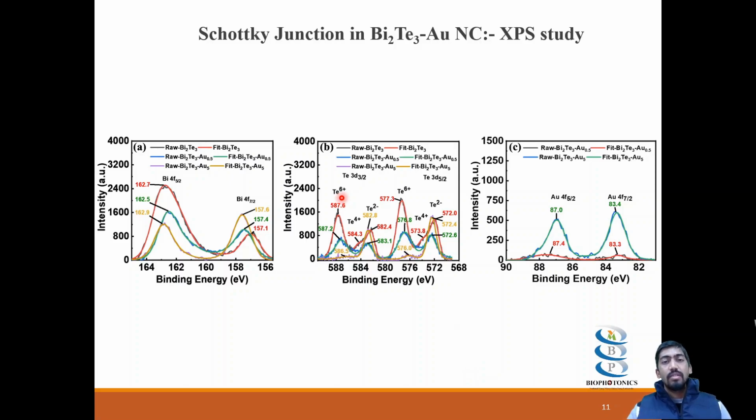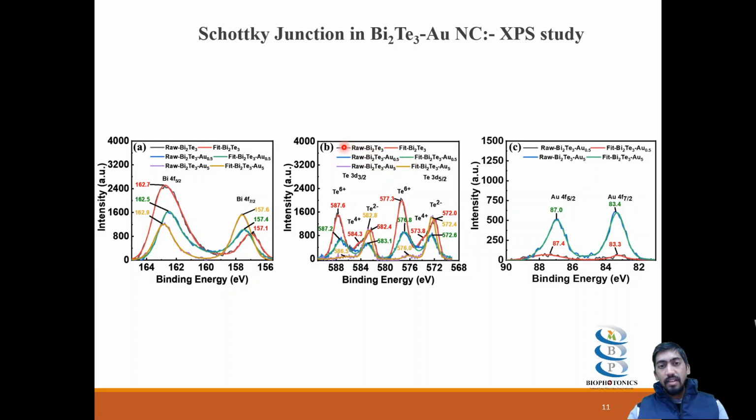So later we wanted to know why this activity is enhanced. To understand this, we did an XPS study to find the Schottky junctions between the bismuth telluride and the gold nanocomposites. In the first figure, we can see that the bismuth peak is slightly shifted towards the higher binding energy side when we use low and high amounts of gold, which indicates that there is a formation of bismuth-gold bonding in these nanocomposites.